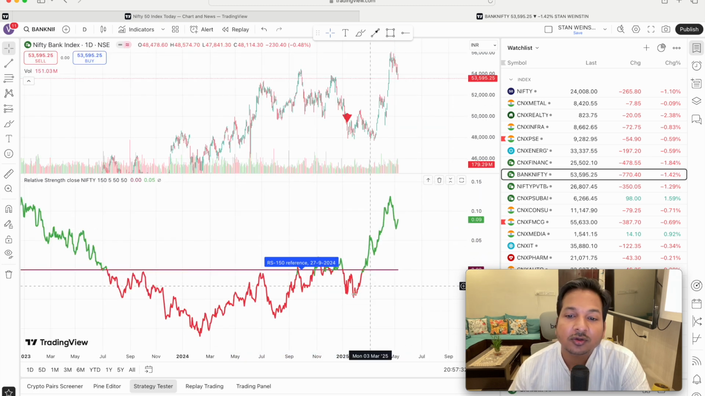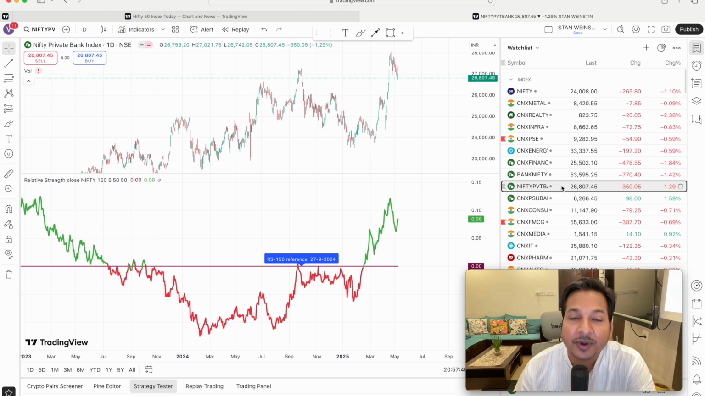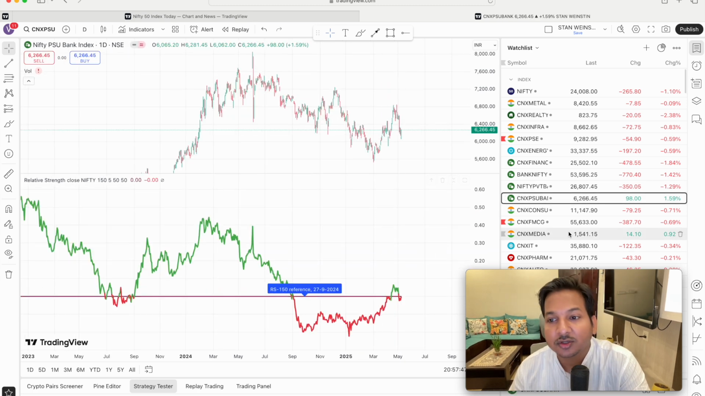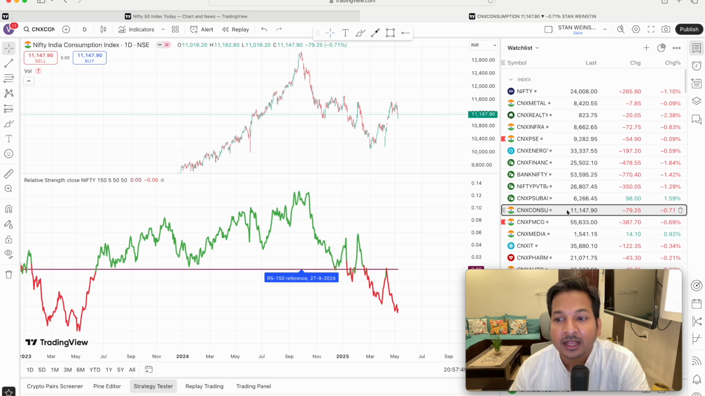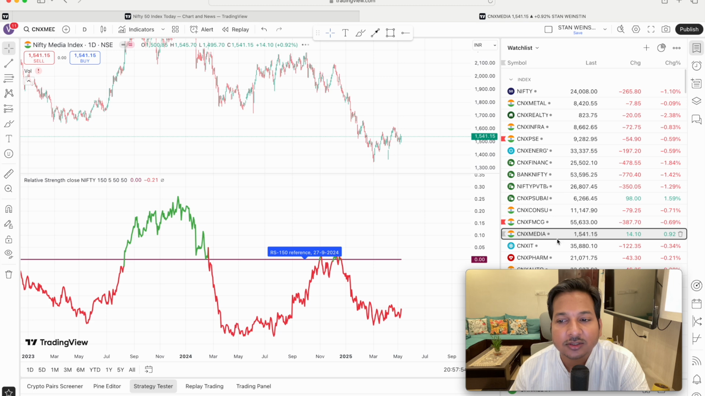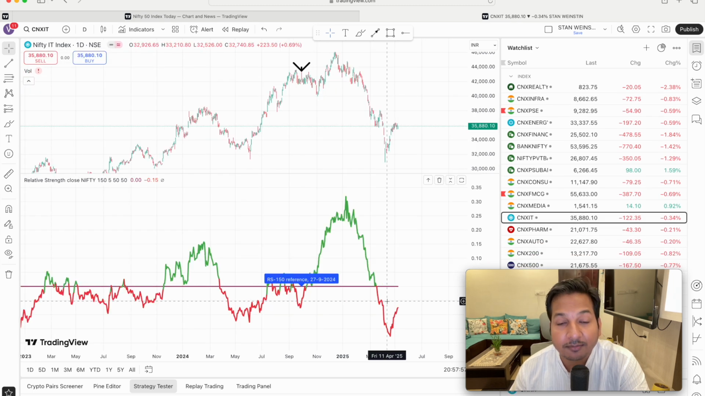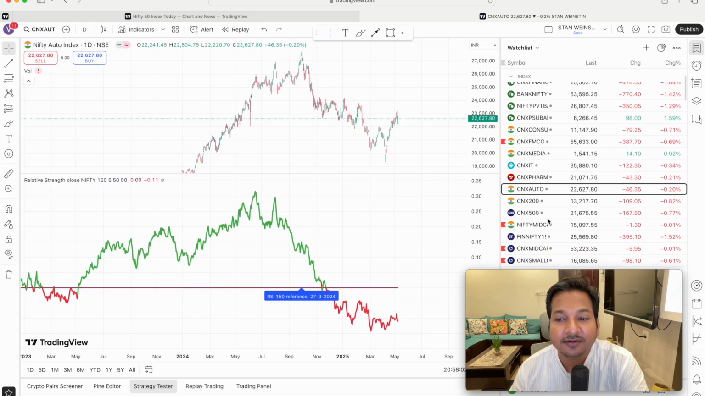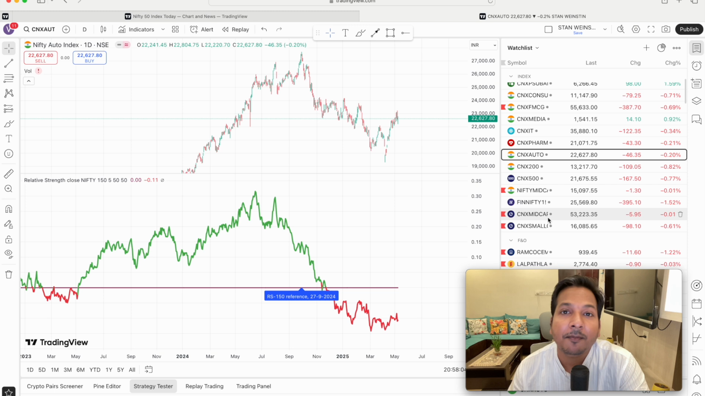Here Bank Nifty also you can see clearly an uptrend and above the zero line, meaning that sector is also stronger. Now in Bank Nifty, whether the private sector is stronger or the public sector. The private sector is above the zero line, whereas PSU banks are struggling. So the private sector has more opportunity. Consumption is weaker than Nifty. FMCG is again weaker than Nifty. Media is also weak. IT has come down to zero, so it is weak. Pharma is also weak. Auto sector is again weak. Now you have seen that only the finance sector and Bank Nifty are stronger than the overall market.